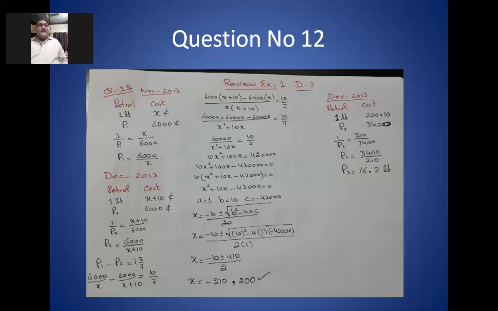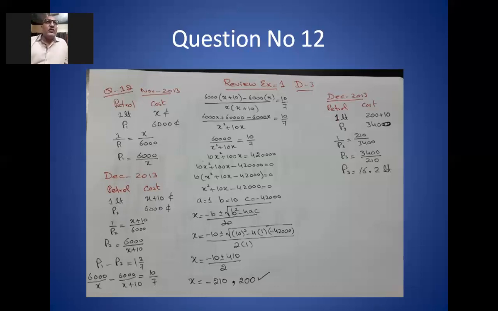Okay, in December 2013, the price has increased by 10 cents per liter. Before, the price was X cents, 1 liter of petrol was X cents. Now the price has gone up, increased by 10 cents. So now the price will be X plus 10 cents. He says, write down an expression in terms of X for the number of liters of petrol that could be bought with $60 in December 2013. So in December 2013, 1 liter of petrol costs X plus 10.